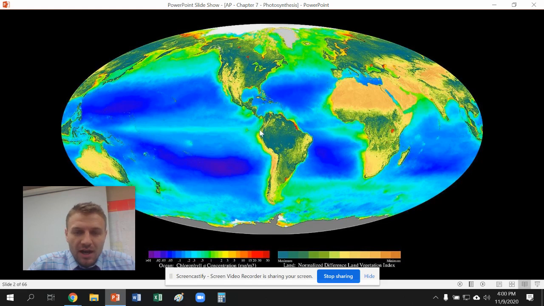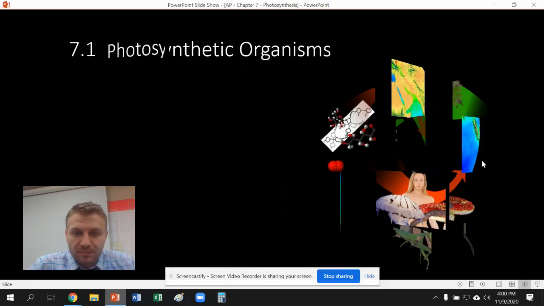Now, within this image here, you can see the photosynthetic rates are very high around the equator. We're going to talk about why that's the case here in the next couple slides. But you can see that photosynthesis occurs pretty much everywhere on Earth.